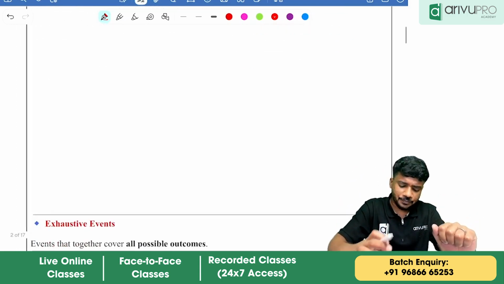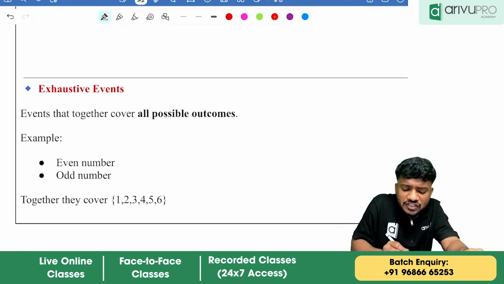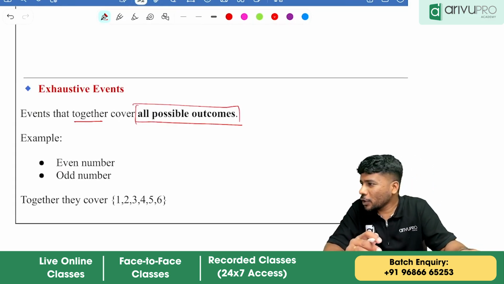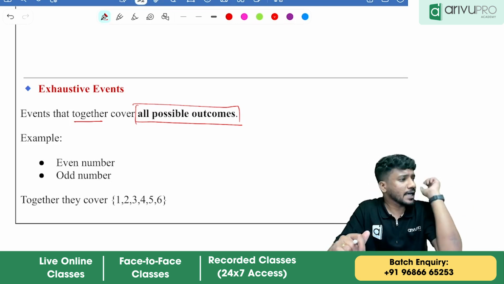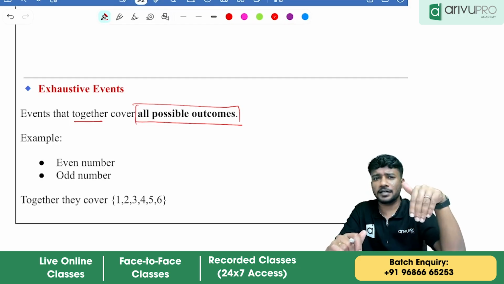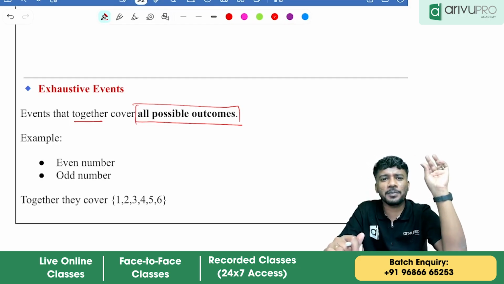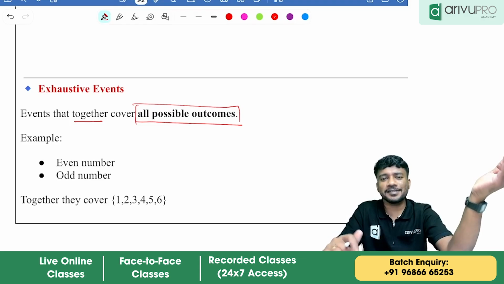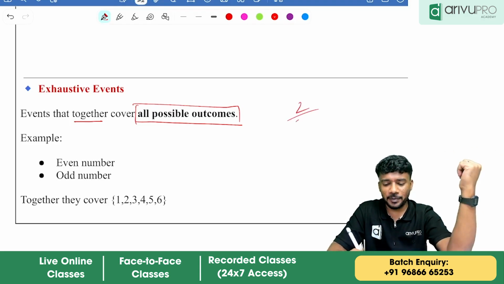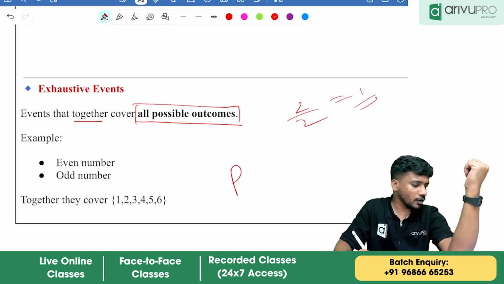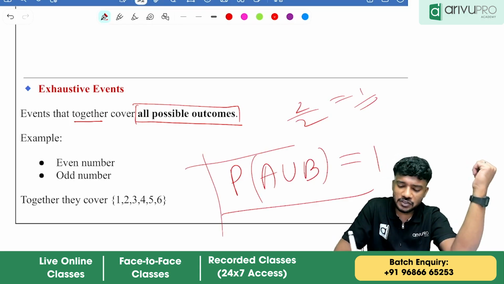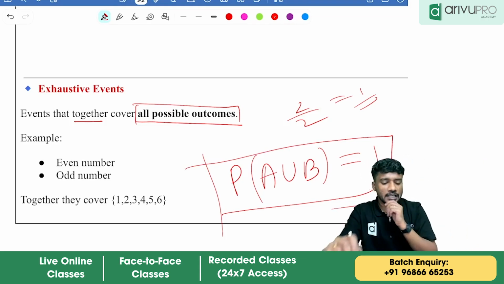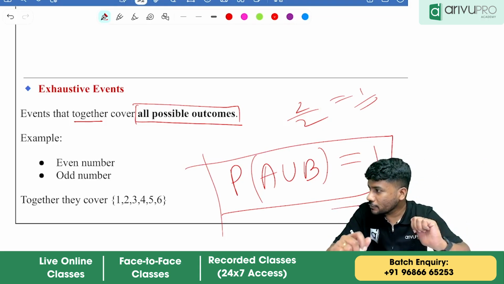Exhaustive events are events that together cover all possible outcomes. The previous example itself I'll take, tossing a coin. Either it can be head or it can be tail. Now, what is the probability that it is a head or tail? Head or tail means two outcomes, 2 divided by 2, which is 1. So P of A union B should be equal to 1. Such types of events are called exhaustive events. Make a note of that also.